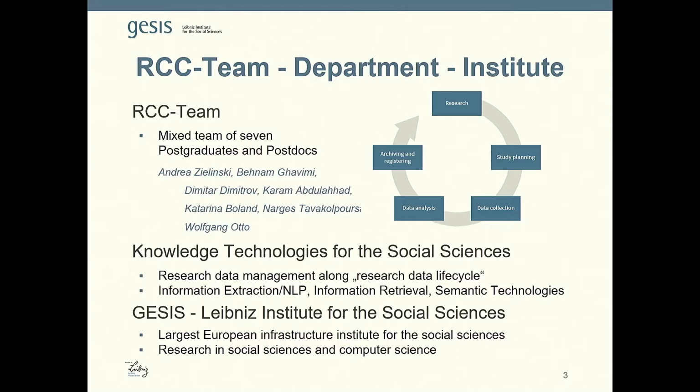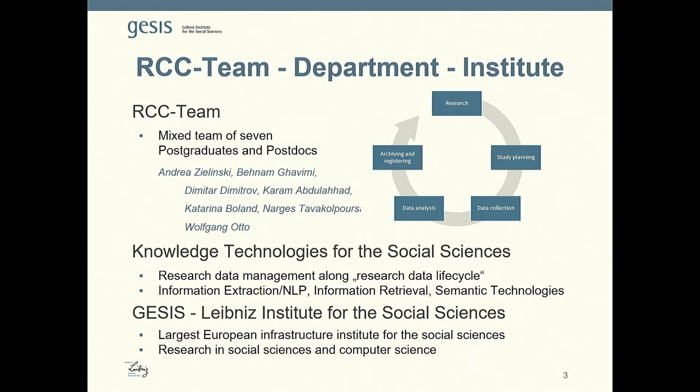So we are doing work around research data management along the research data life cycle you see on the top. So we are very related to what we heard this morning. And yes, GESIS is the largest European infrastructure institute for the social sciences in Europe.